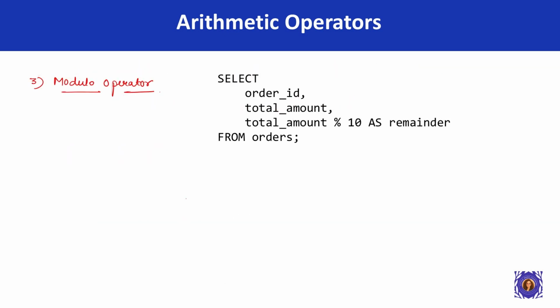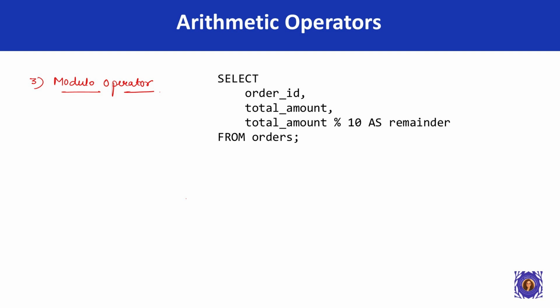This query demonstrates the use of the modulo operator. We're selecting the order ID and the total amount from the orders table. The key part here is total_amount % 10 as remainder. The modulo operator, represented by the % sign, calculates the remainder after dividing total_amount by 10.